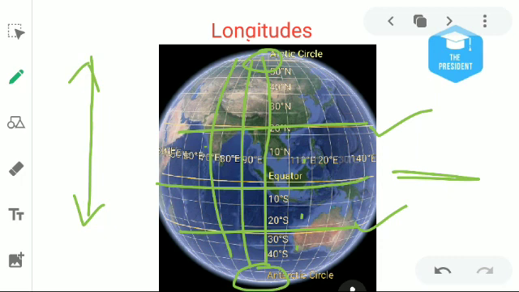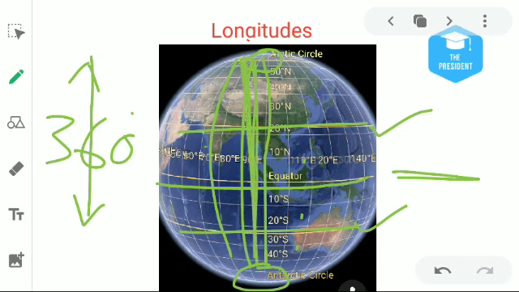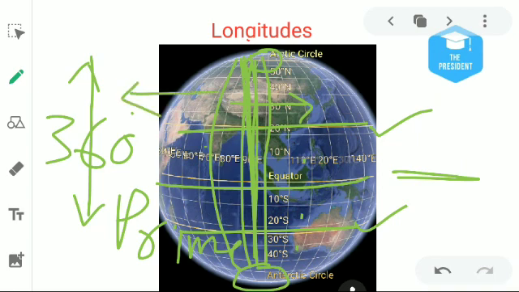There are a total of 360 longitudes. One of them, which passes through the center of the earth, is known as the prime meridian. Longitudes are also known as meridians. So the first line is known as the prime meridian. On the east side of the prime meridian, the earth portion is known as the eastern hemisphere, and on the west side of the prime meridian, the land is known as the western hemisphere.